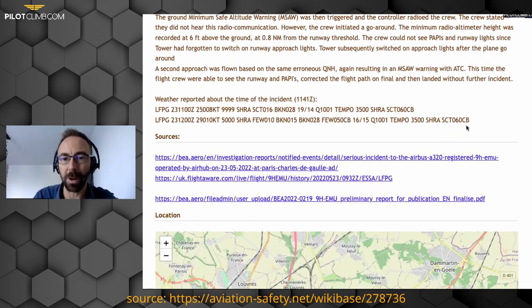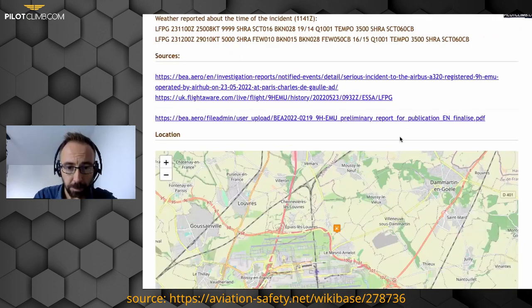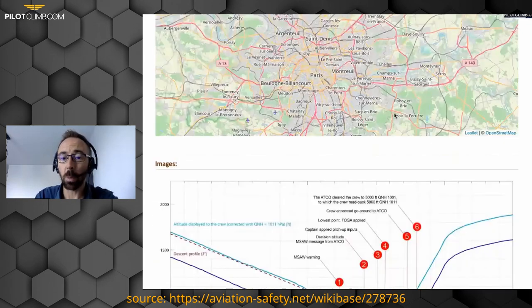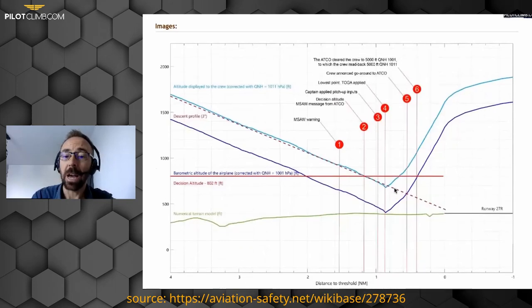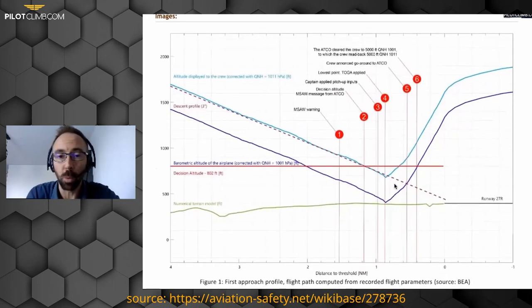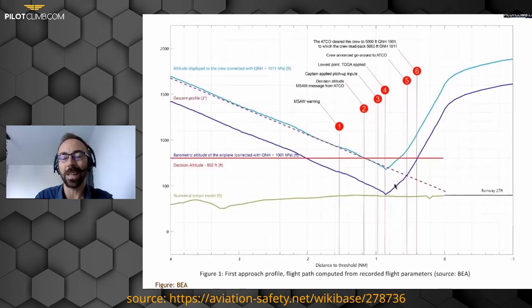As you can see, we have showers, rain, CB. So for sure, the guys were flying into IMC with some rain, most probably some turbulence. It was quite a busy day, okay? For sure, the fact that the weather was bad and they were very busy had something to do with the mistake, because on a clear day, it's a lot easier to spot the mistakes, okay?